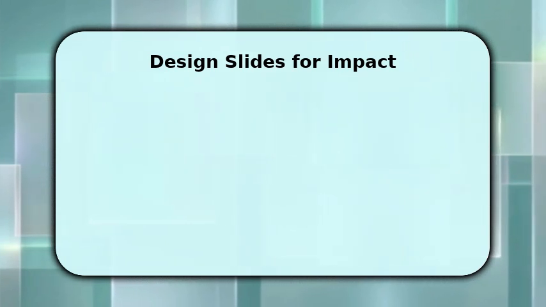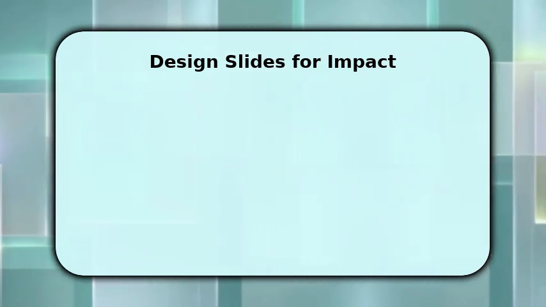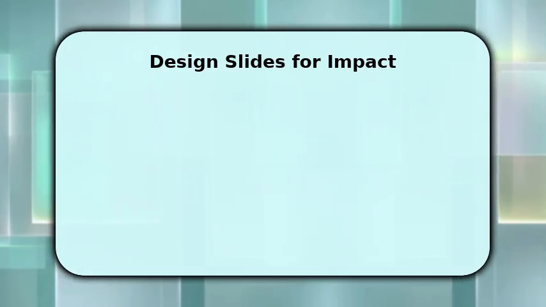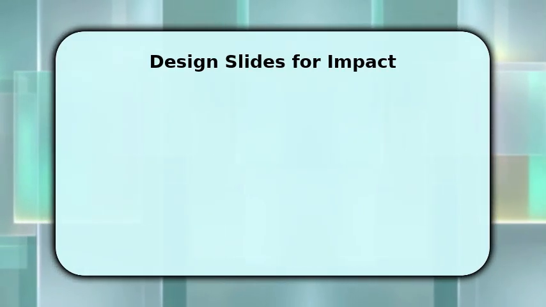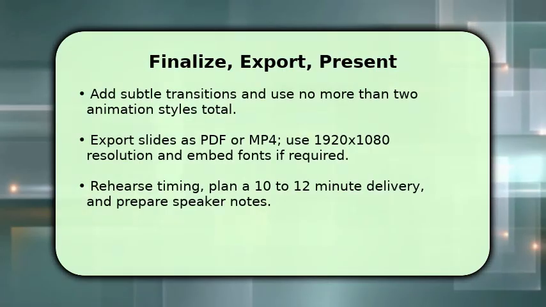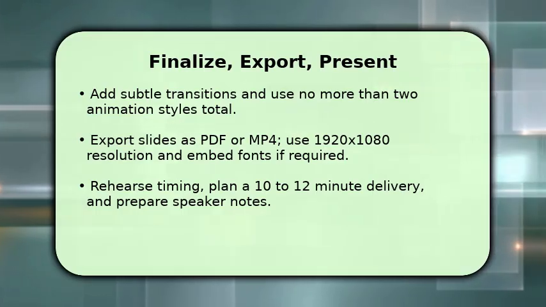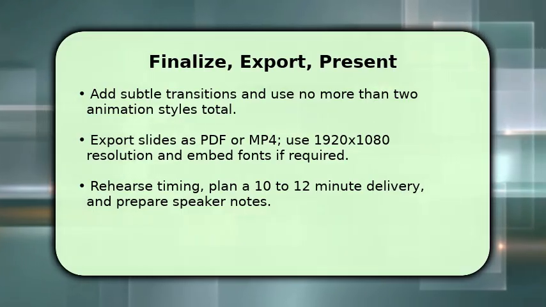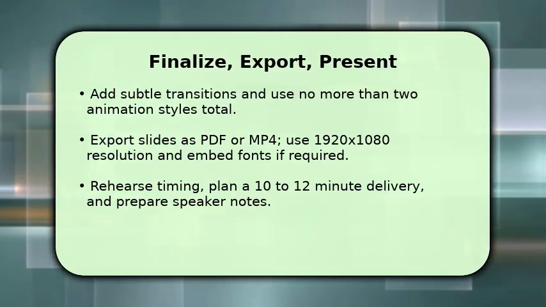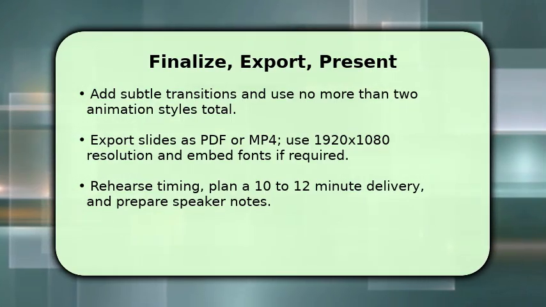Use high-contrast colors for text visibility and a readable sans serif font for body copy. Balance images and text by dedicating 1/3 of the slide to visuals. Add captions and subtle transitions, and use no more than 2 animation styles total to maintain professionalism. Use consistent timing for animations and keep each effect under 2 seconds.